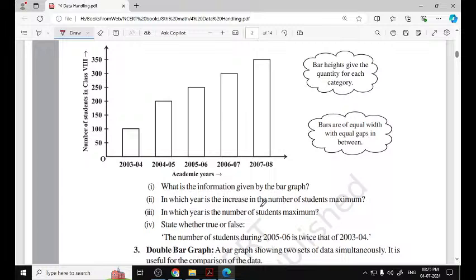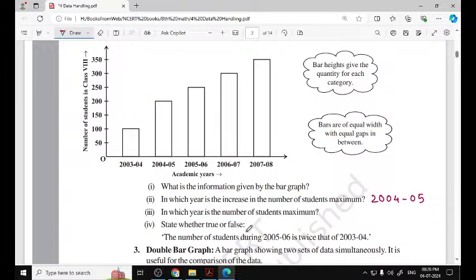In which year is the increase in the number of students maximum? Here the increase is 100, here the increase is 50, then again 50, and here it is also 50. So the increase is maximum in the year 2004 to 2005. In which year is the number of students maximum? It is in 2007 to 2008.